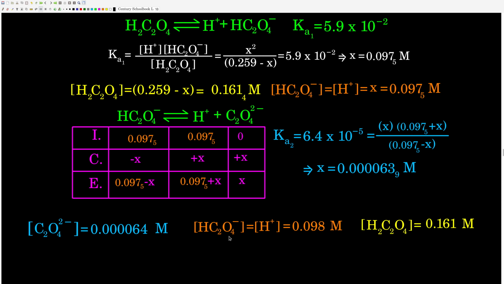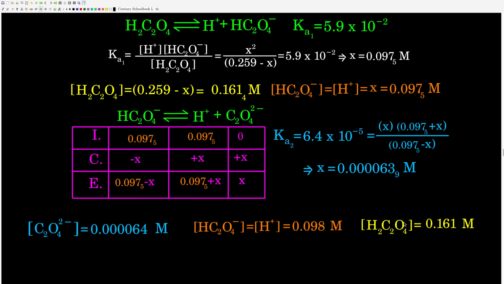Now look at this: the concentration of the hydrogen oxalate and hydrogen ion, because we could neglect x compared to these numbers right here, and it's so much smaller than these numbers, at equilibrium, the concentration of hydrogen ion and hydrogen oxalate is the same as we got up here, 0.098 molar. That's because we lose so little of it when we lose the second acidic proton here. And then, of course, the concentration of the oxalic acid we got up here, 0.161 molar.